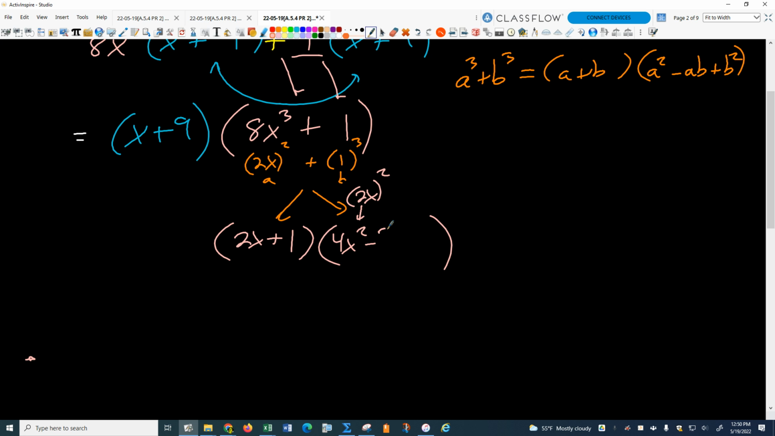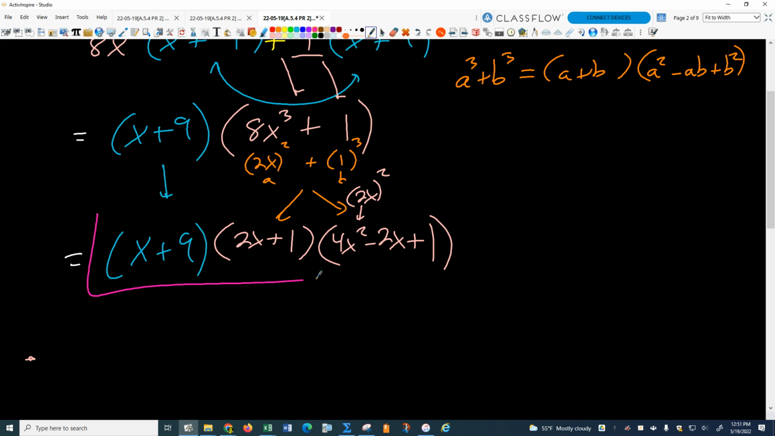Minus a times b would be what? 2x plus b squared, 1. Okay, so that's how the red factor breaks up. And then we've still got that x plus 9 out front that was already done. So there's our answer. Okay? All right, grab a pen, go to a board, try that one.